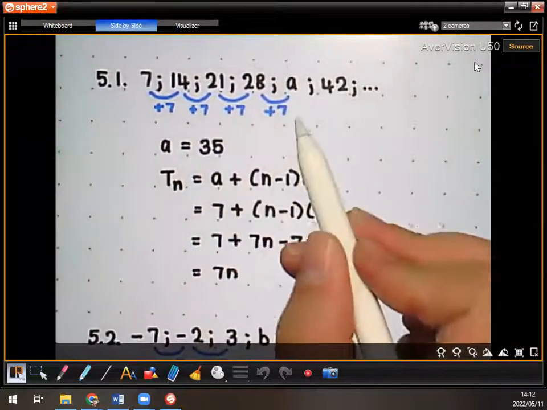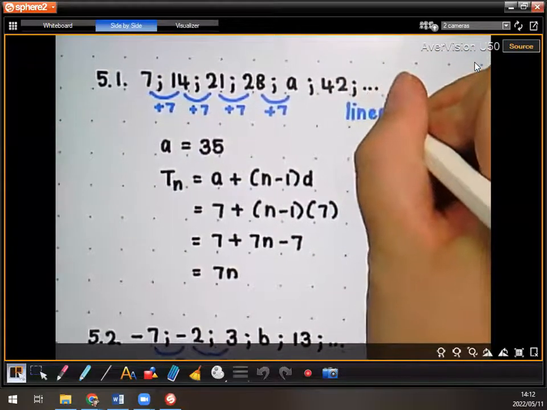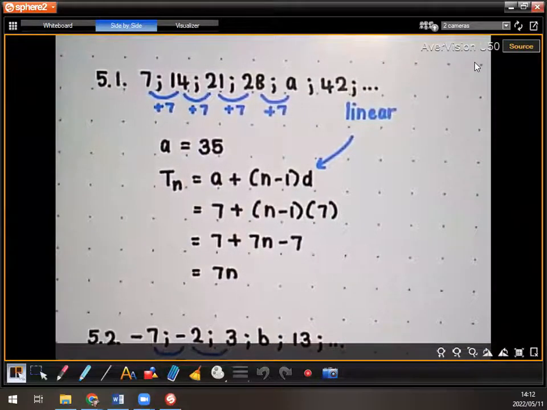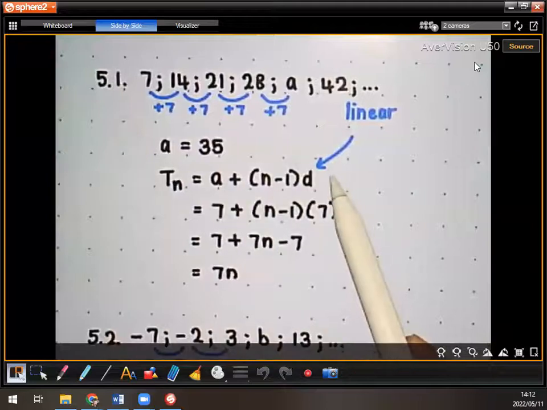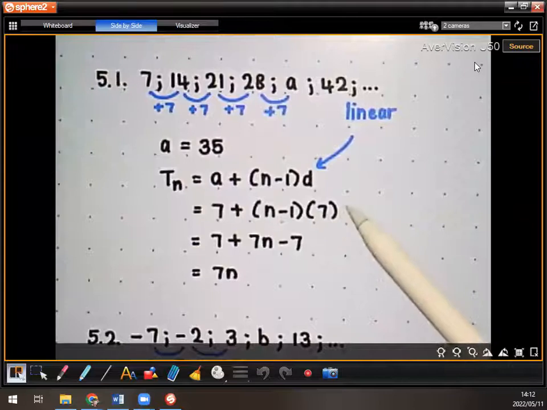And then because we have a constant first difference, it's a linear number pattern. So we know that the formula for a linear number pattern is that one. A is the first term, which is 7, and then the difference is also 7. Then we multiply that out, simplify, and the answer is actually 7n. Okay, so that one was quite simple.